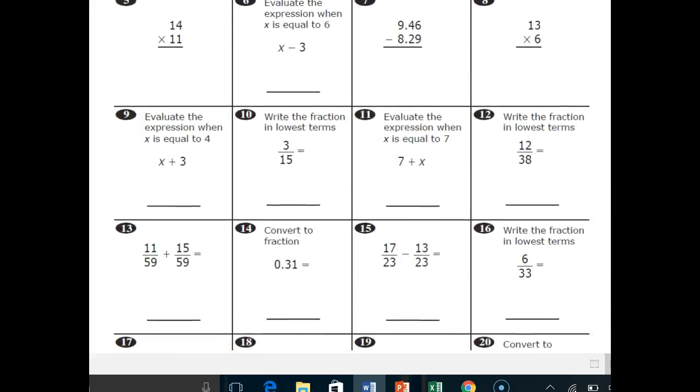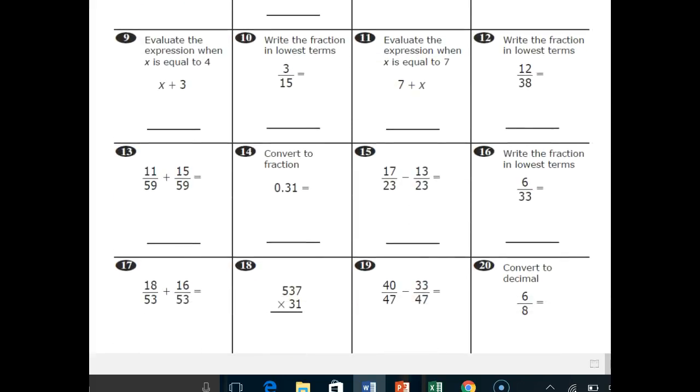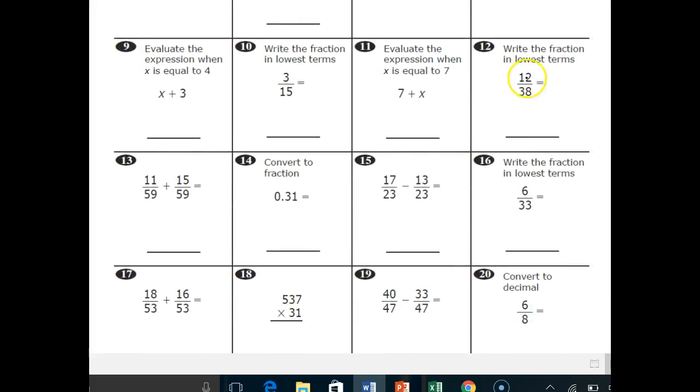Another one that I would like to do is number 12. 12 over 38. Again, any number that ends in 0, 2, 4, 6, or 8, you can divide by 2. So, I will divide this by 2. In doing so, 12 divided by 2 is 6. 38 divided by 2 is 19. So I got 6 over 19.